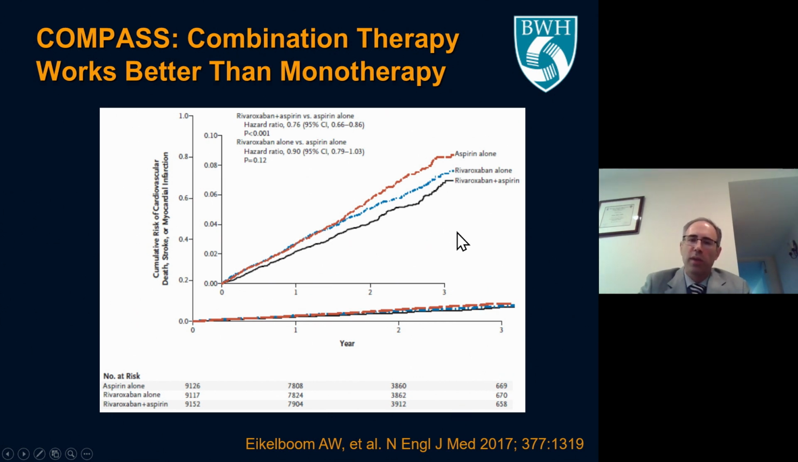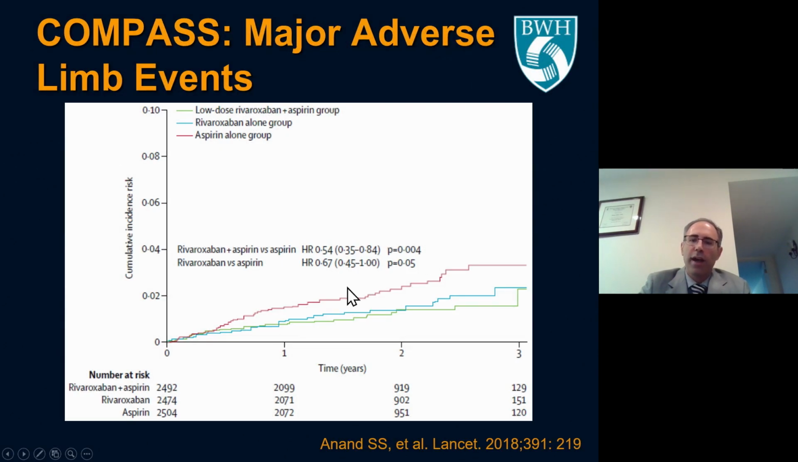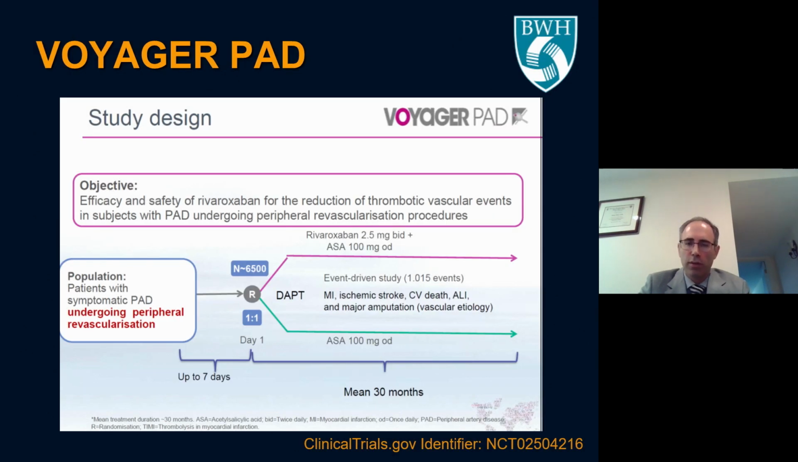And this COMPASS regimen is something that's become very important for our patients with peripheral artery disease. It may also show a very nice benefit for reducing major adverse limb events like amputations. So this is becoming an option. It's somewhat underused. We probably should be using it more.